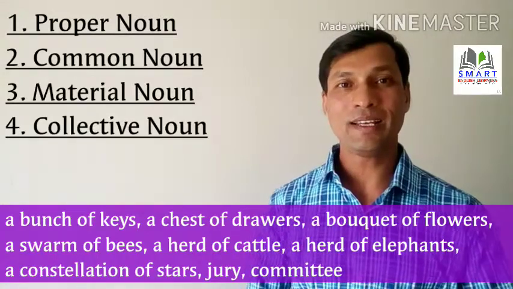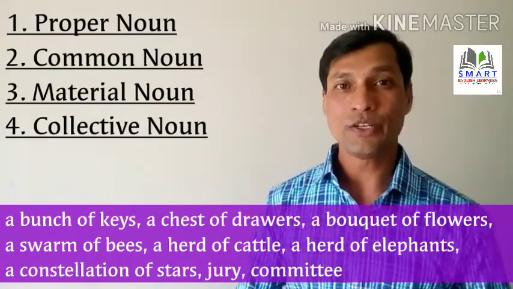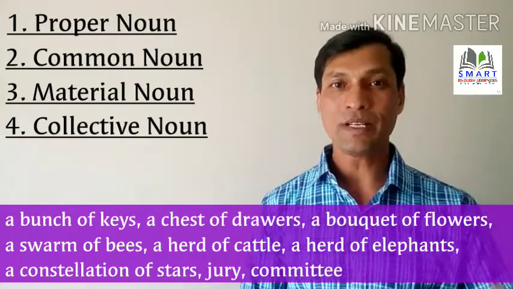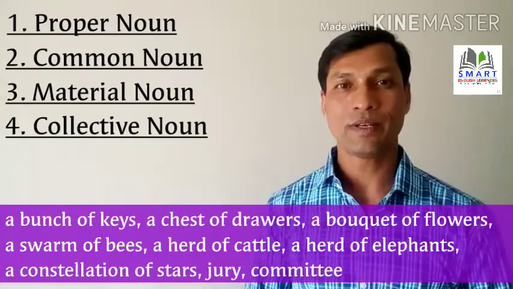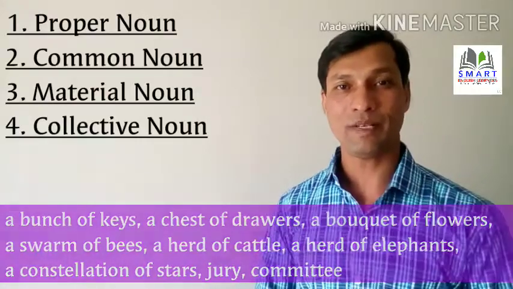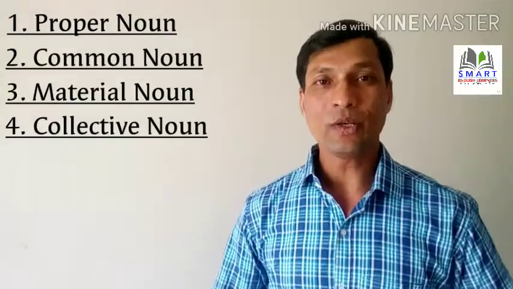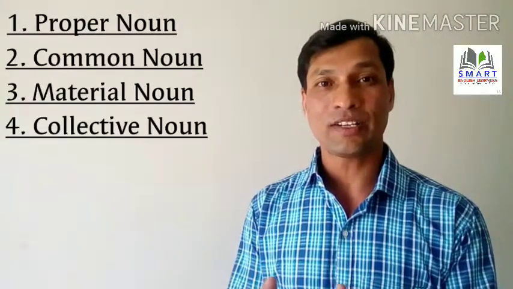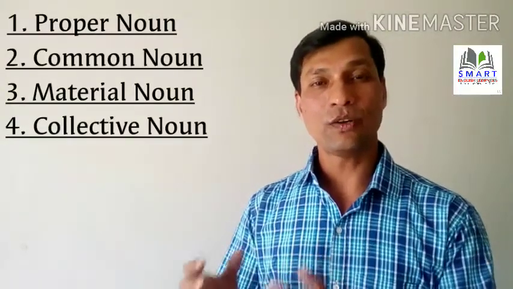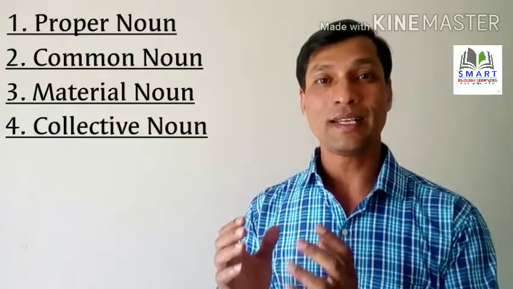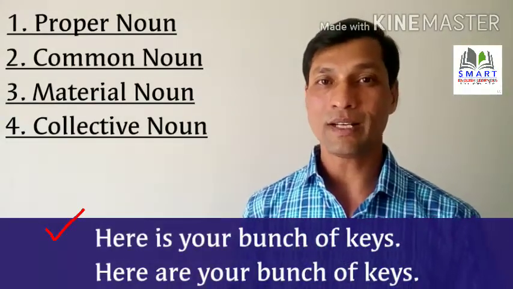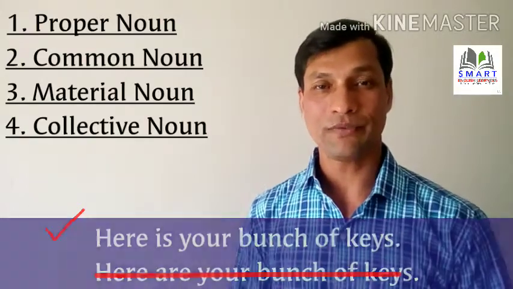Even jury is a collective noun because jury consists of many judges together. Committee is also a collective noun because there are many members in the committee. Even though there are many things, many items in the group or in the collection, collective noun is always used in singular sense. For example, here is your bunch of keys. We can't say, here are your bunch of keys.